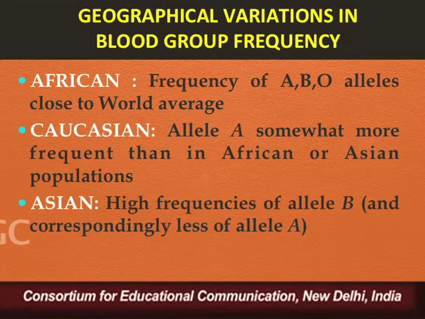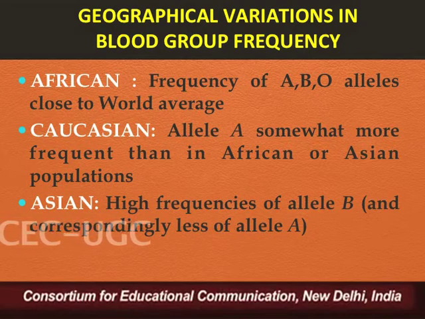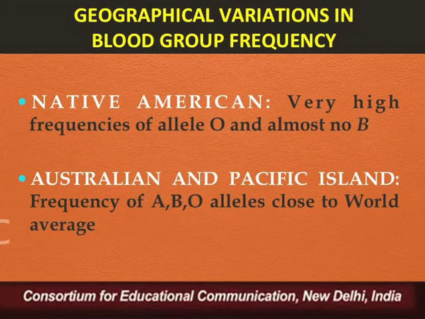And if we talk of variations in the blood group frequency in different populations of humans, the African population has ABO frequency near the world average. In Caucasians, the allele A is somewhat more frequent than in African or Asian populations. In the Asian population, the frequency of allele B is quite high. Whereas in Native Americans, the frequency of allele O is quite high and the frequency of B is almost non-existent. For Australian and Pacific Islands, the frequency of A, B and O alleles is close to the world average.